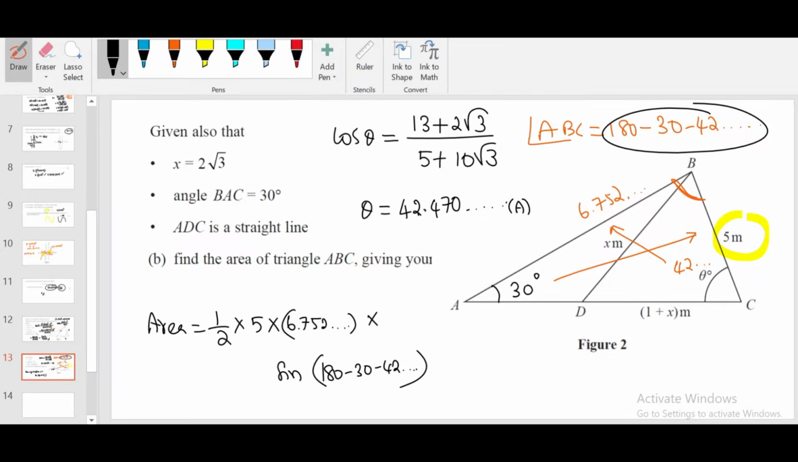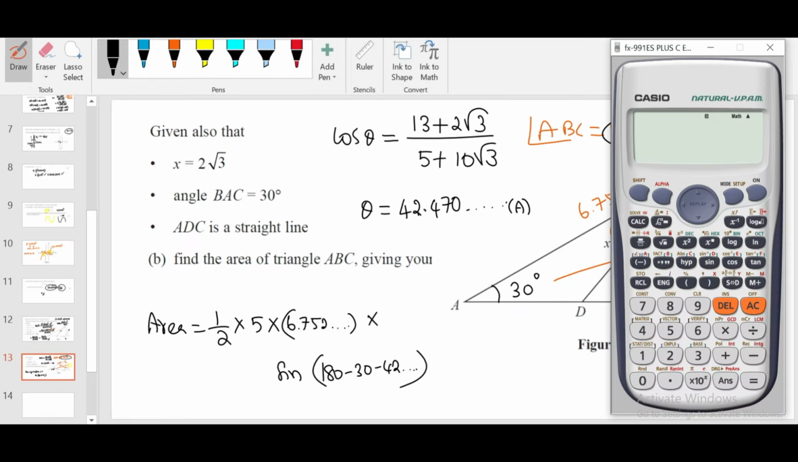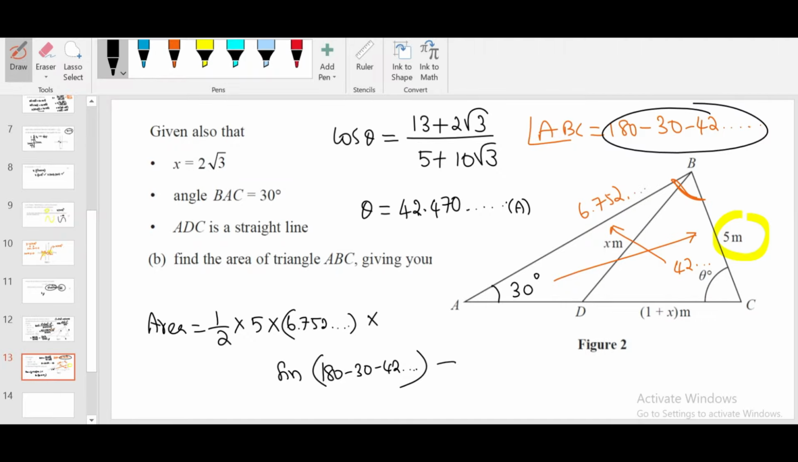I'm gonna put everything in my calculator one shot. So it's going to be half times 5 times 6.752 etc. We just calculated it and stored it as C, times sine of 180 minus 30 minus the value I have stored as A. I got 16.09. They want the answer rounded to one decimal place, so it's 16.1 meter square. This is the easiest way to find the area.